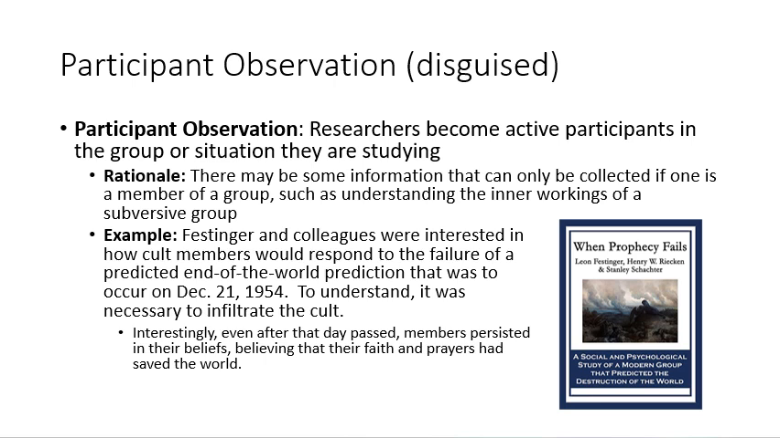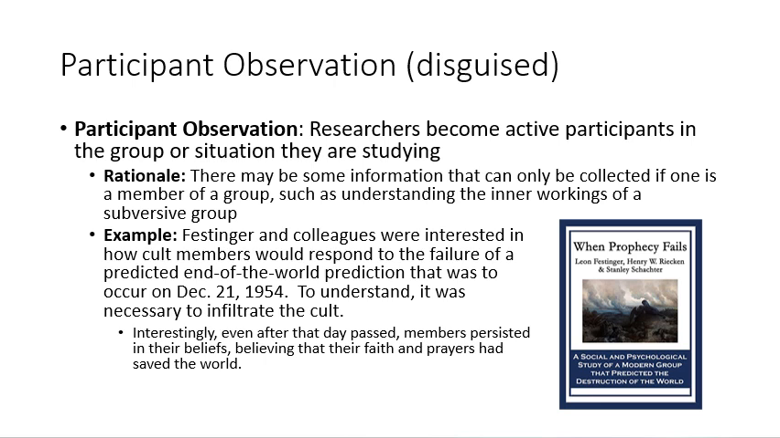An example your book describes is by Festinger, who is a famous researcher in cognitive dissonance. He looked at how cult members, people who are brainwashed to believe a certain thing and maybe even give all their money away and live with the group, are really taken in by the teachings of the group. And how would they respond to the failure of an end-of-world prediction that was to occur December 21, 1954?